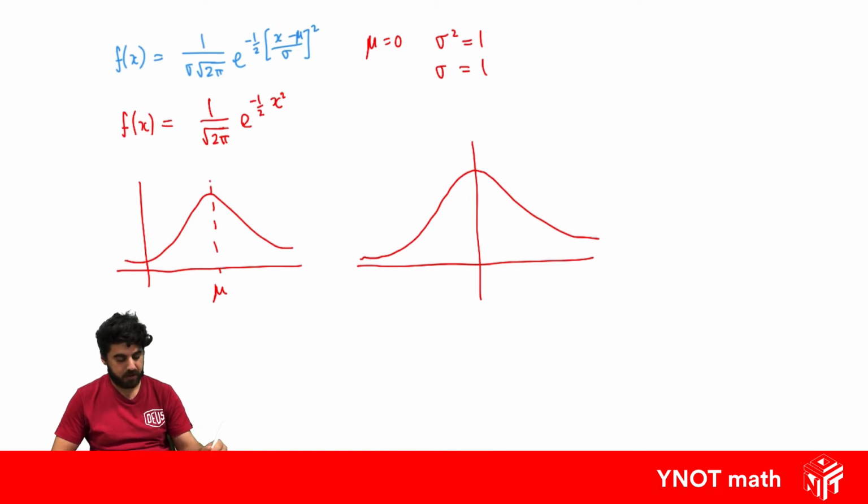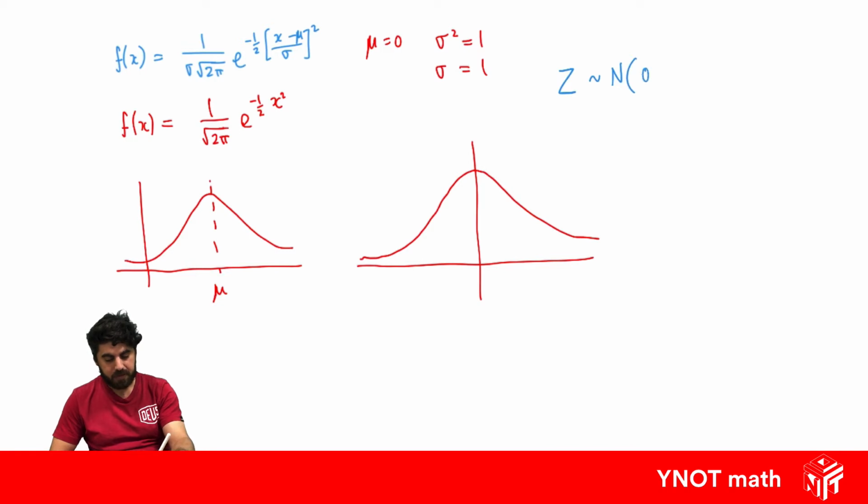But before we talk about properties, let's just talk about some notation. So a standard normal distribution, we actually note it with a Z, and it's a normal distribution which describes the mean as 0 and the variance of 1. So this is what defines our standard normal distribution.